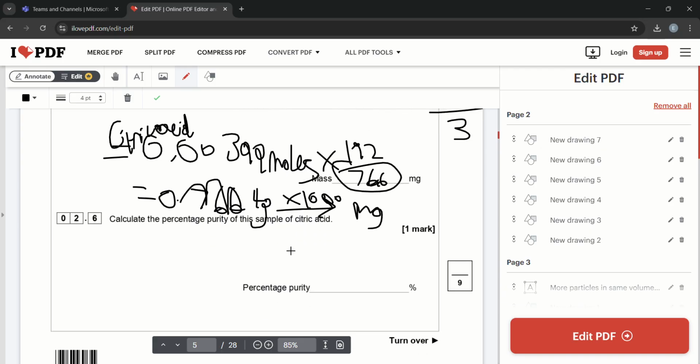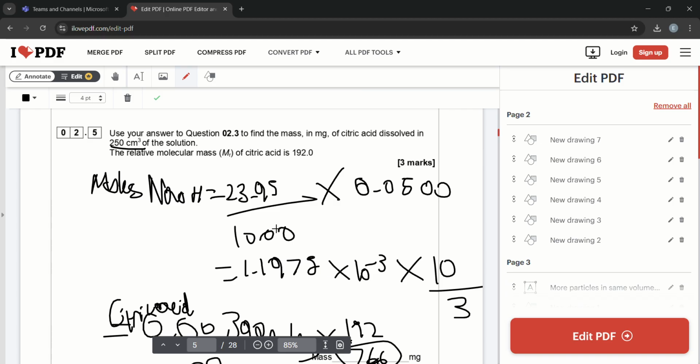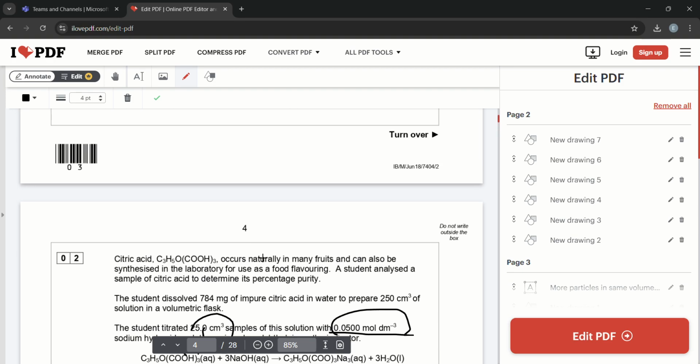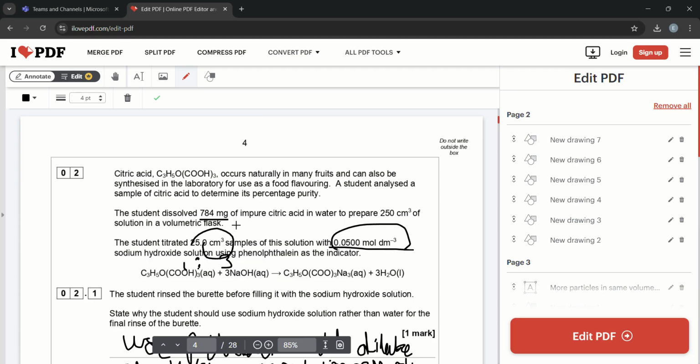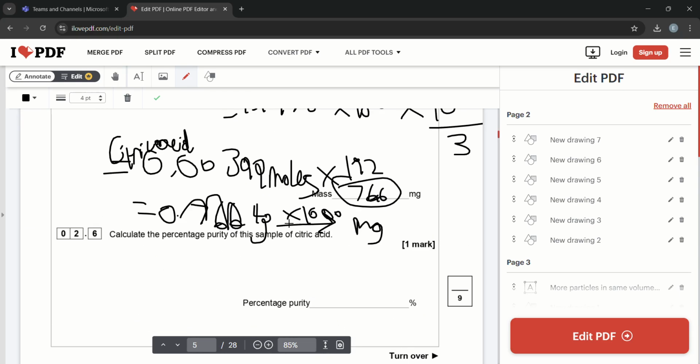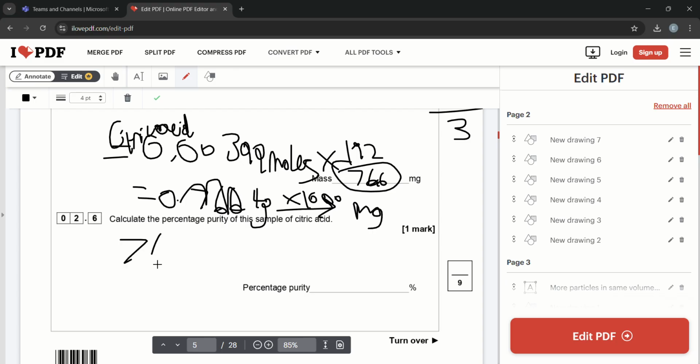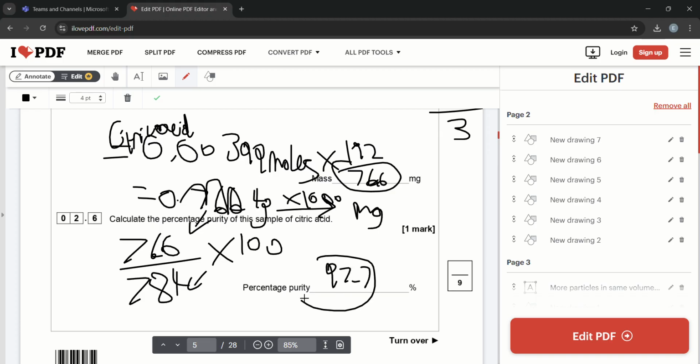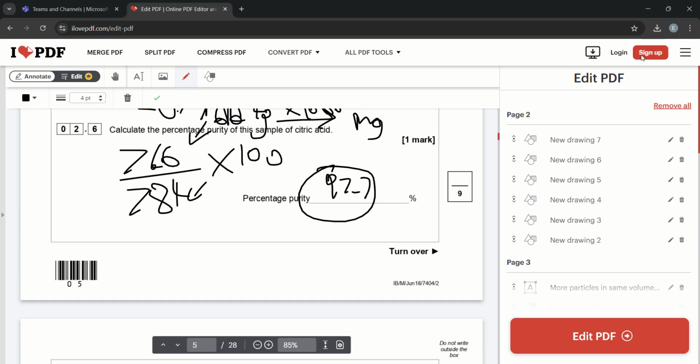Then it says calculate percentage purity of the sample of citric acid. Well, we'd first dissolve this much of impure citric acid. Therefore, all it's going to be 766 divided by 784 times by 100. Pure over the whole impure sample times 100, which will give me 97.7%. And that is the end of question 2.